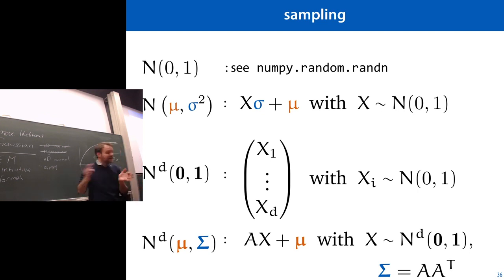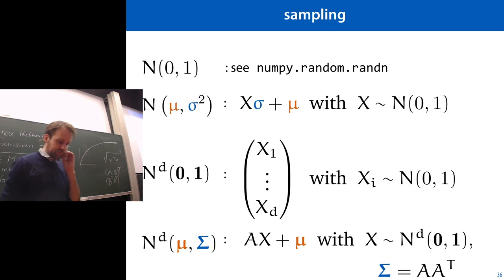And then again, if we want to sample from any multivariate normal distribution with a given mean and sigma, we just work out what this linear transformation is by decomposing the sigma. We sample from the standard distribution, and we apply the transformation, and that gives us a sample from the desired distribution. All right. So that's the ND normal.